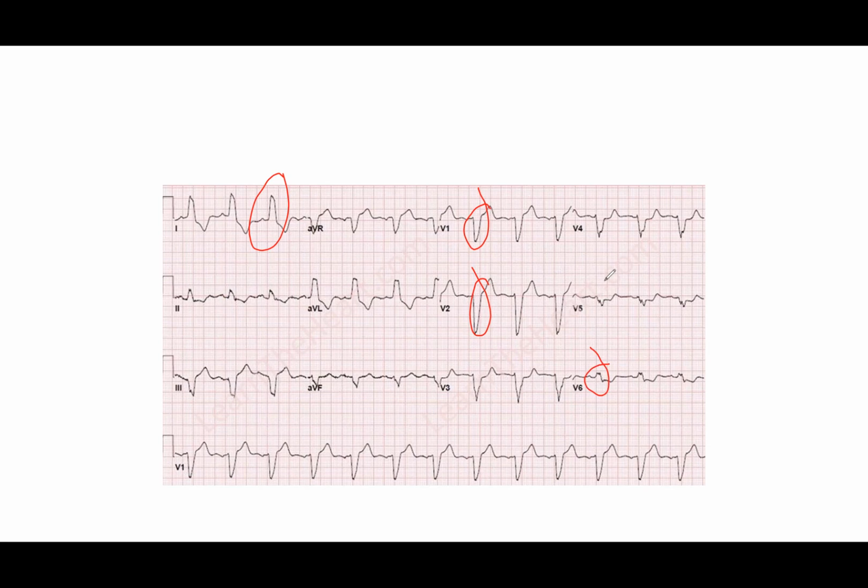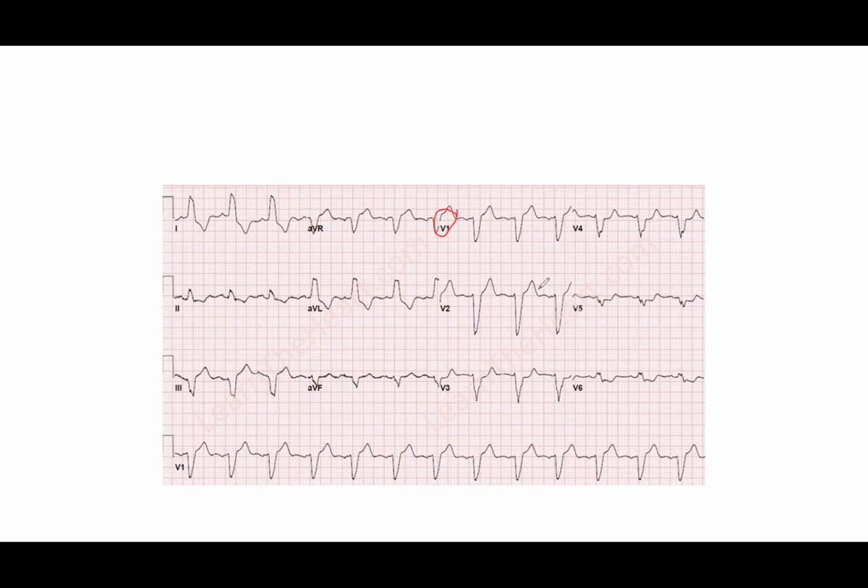Oh, R to R interval, sorry. So it looks like a regular rhythm to me, based on the regularity of the R to R intervals. So trying to figure out what kind of bundle branch block this is, because I think we've got a bundle branch block. Well, why is it... oh man, spoiler alert, right? Why is it a left bundle branch block?